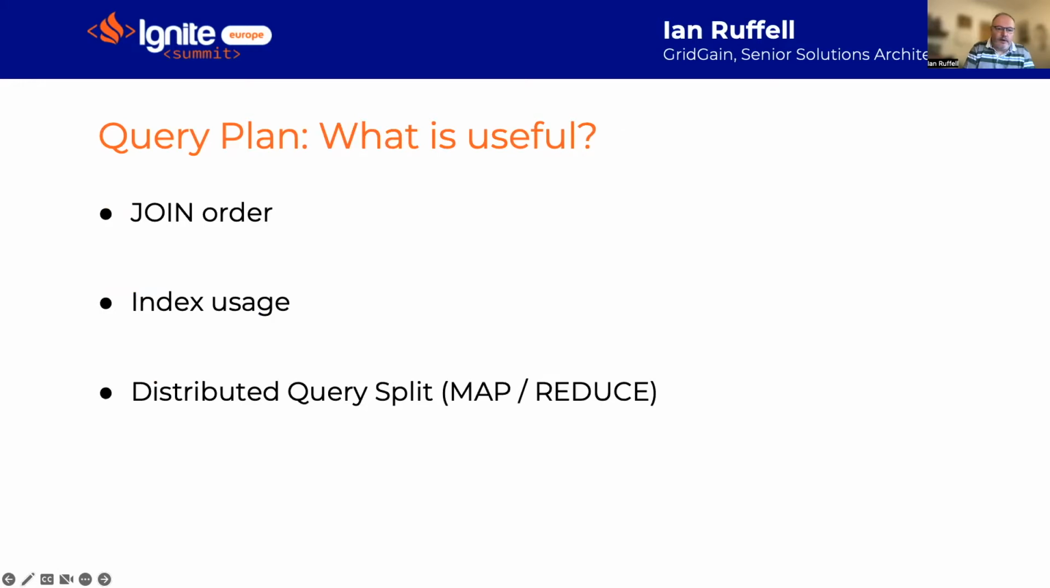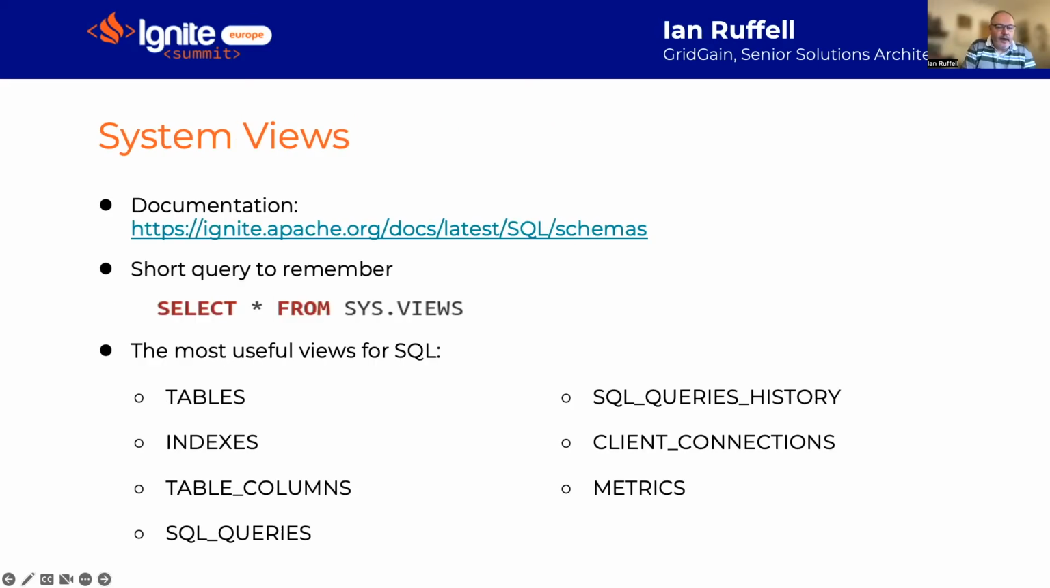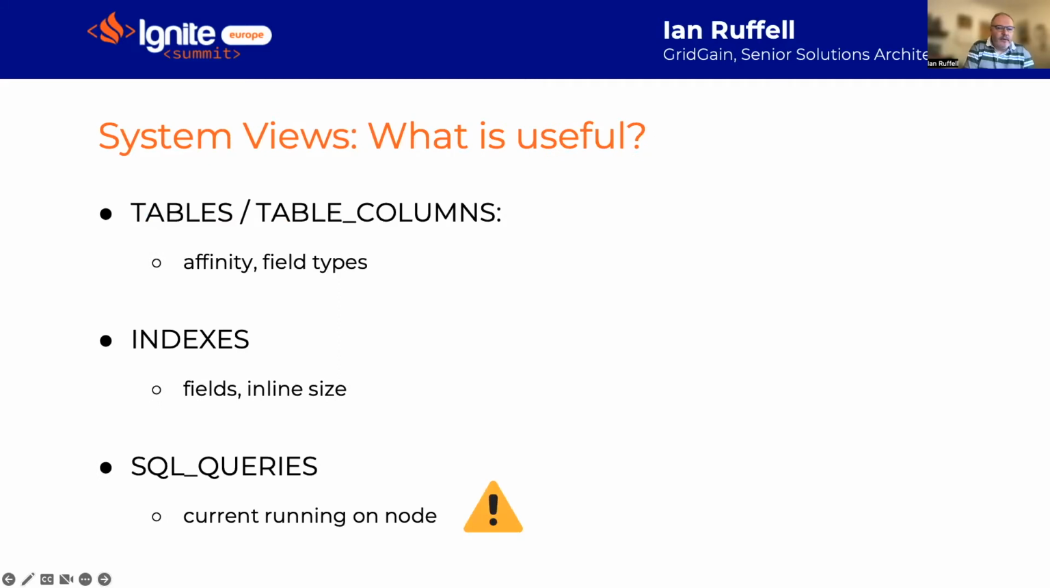So just a little summary then. What's the query plan useful for? Looking at the join order, looking at index usage, and looking at the distributed query split, so the map and the reduce phases. Next, system views, you can see the documentation link there. Basically what we'll do here is just do a select star from sys.views, and it'll list all the views that we've got available to us. We'll have a look at some of the most useful ones to do with tables, queries, and connections and metrics and so on.